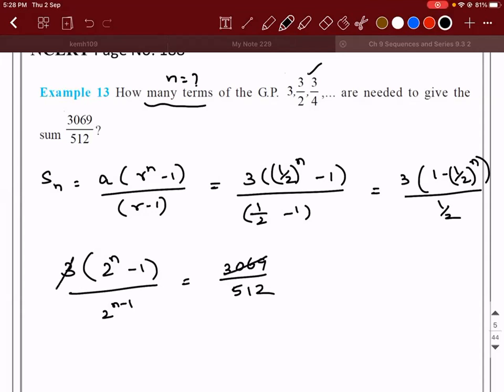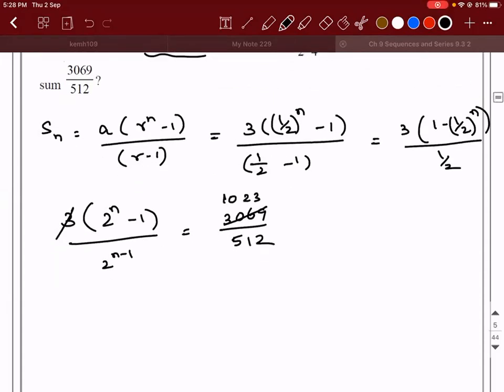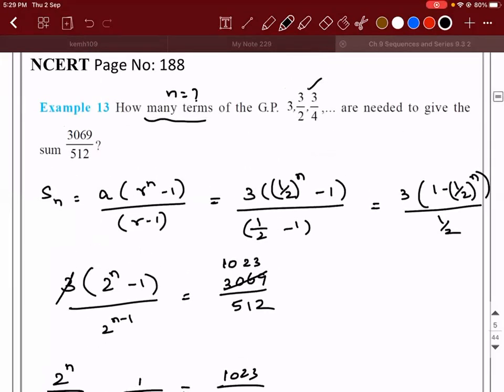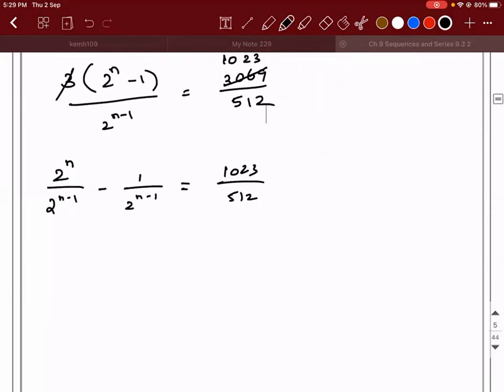So 3 will cancel this. 1023 times 2 power n divided by 2 power n minus 1, minus 1 divided by 2 power n minus 1, is equal to 1023 divided by 512. Did I miss something? Our job is to find n, no?